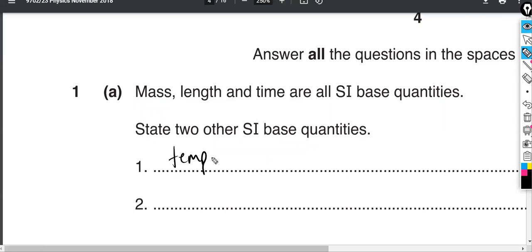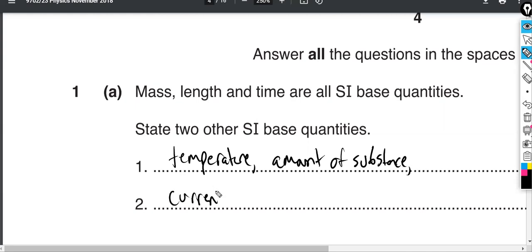Temperature would have been 1. Amount of substance would have been 1, measured in moles. You could have said that. Current is the base quantity, right? Measured in amps. And what's the last one there? Luminous intensity, right? They already took distance with this. So if you put distance down, that's synonymous with length, and so that's one of the ones they already called. You would have had to say 2 of these 4.